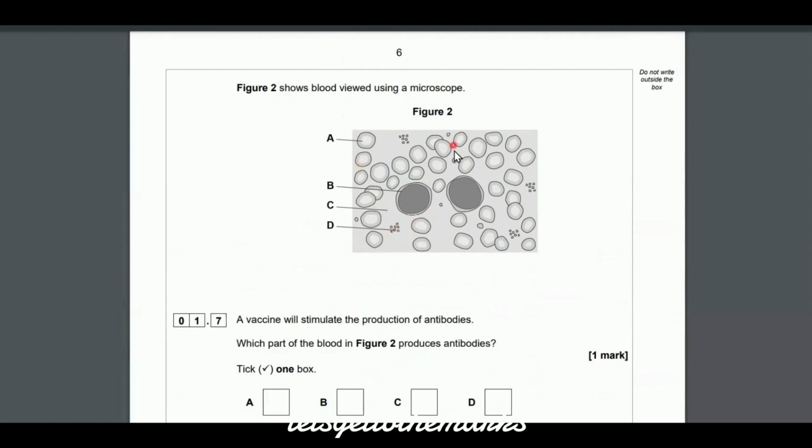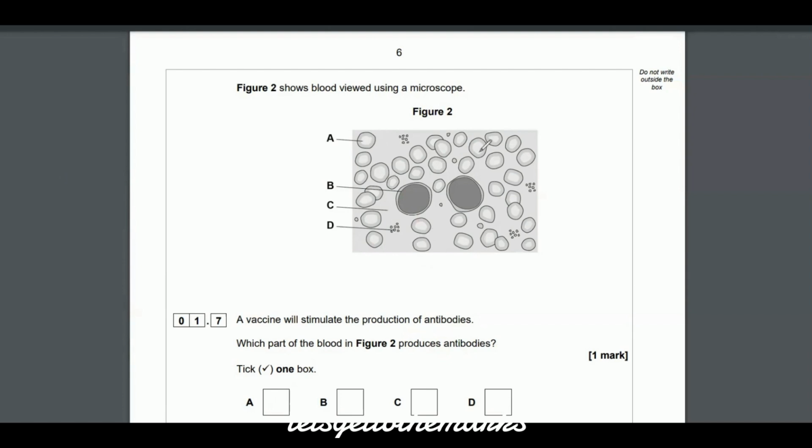So I'm going to run through what these are because these look confusing. A lot of people will think that A is the white blood cells, and that will make them make a mistake here and tick the box A. And I can't blame you, because what they've done here is they've colored in the center of these circles white, so they look like white blood cells. That's very, very annoying by the exam board. They've done it to trick you.